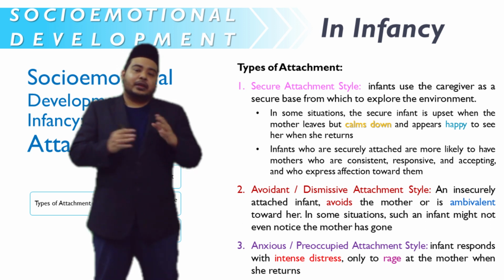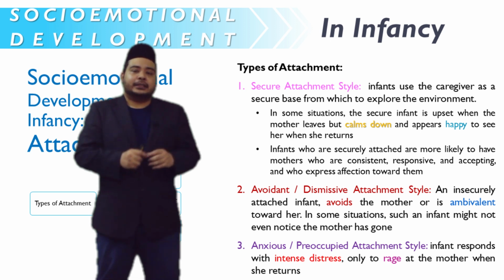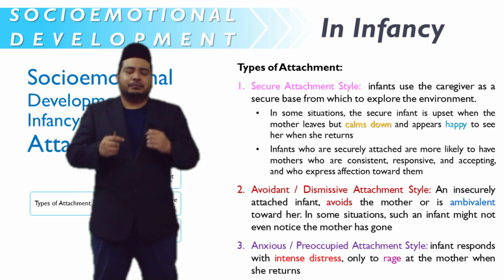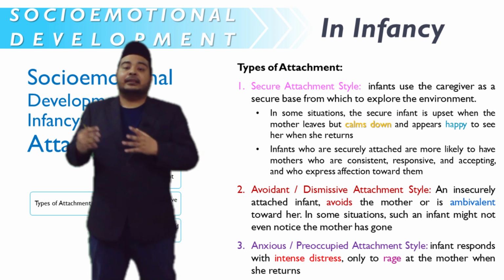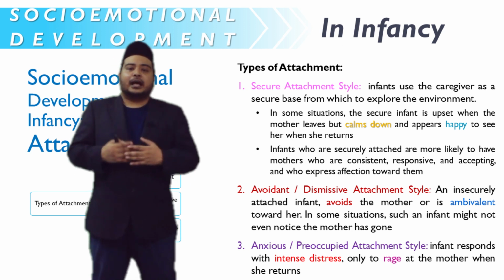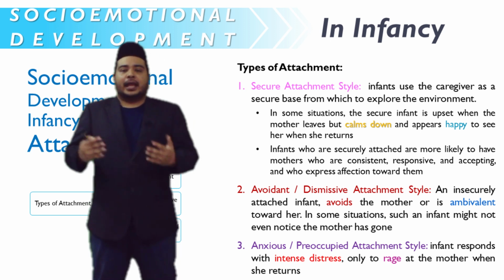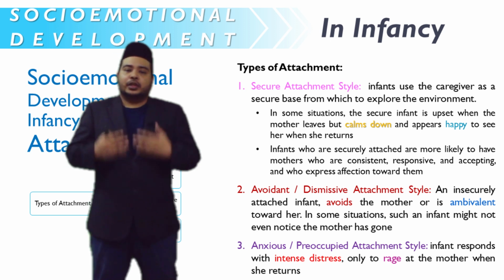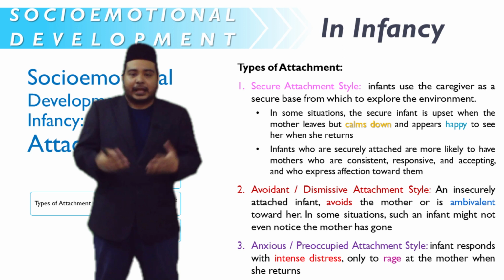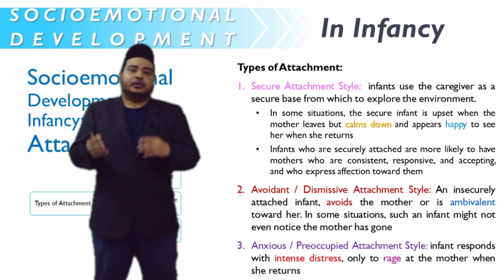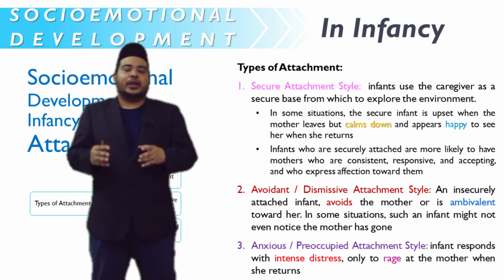The third type of attachment style is preoccupied or anxious. With this style, you can observe infants responding with immense distress. This is where you can see that infants show temper tantrums when their parents are not present. When their caregivers are not present, they show intense distress. They cry and then they show tantrums.